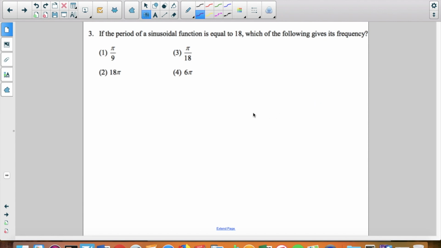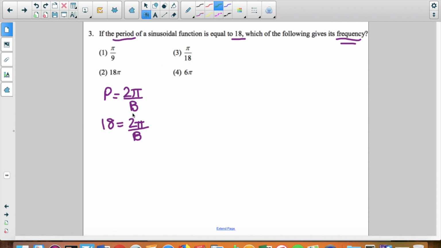Okay, so if the period of a sinusoidal function is 18, which gives us the frequency, we only have one formula to help us with that. P equals 2 pi over b. Now, they give us p. So they give us that the period is 18. So we have 18 equals 2 pi over b. And then we have to solve this.